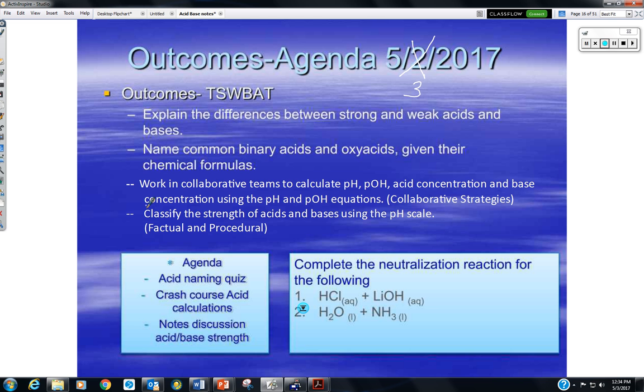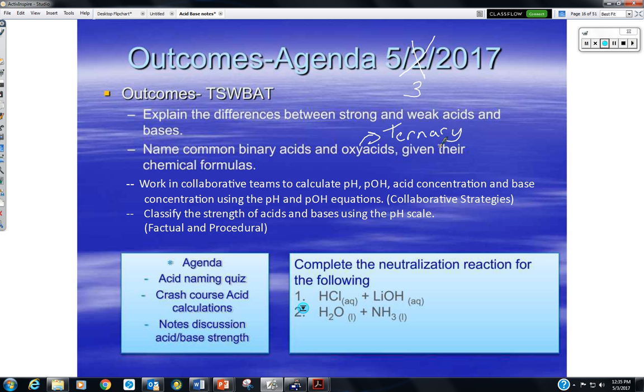By the end of class today, you should be able to explain the differences between strong and weak acids and bases, and name common binary acids and oxyacids, which are also known as ternary acids. And that just basically means that it has 3 or more elements in the compound.